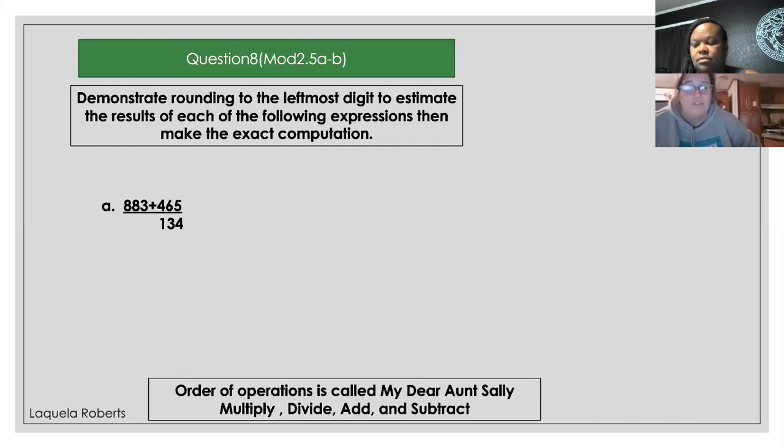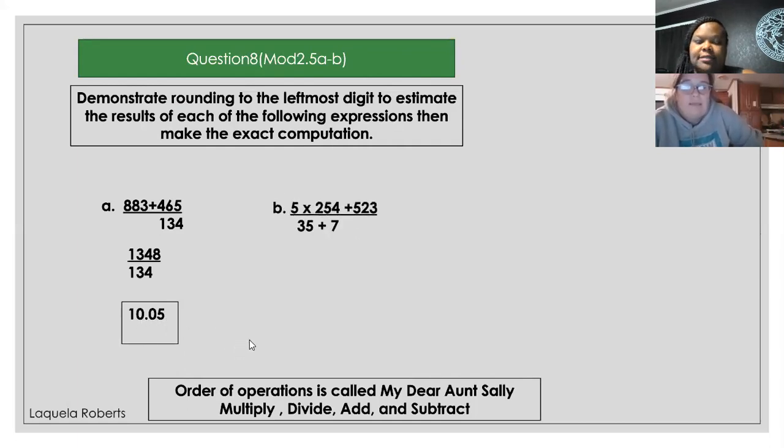So what we're going to do first is we're going to add. So 883 plus 465 is 1,348. We're going to bring down the 134 because it's not time to divide yet. Now it is. So when you divide this one by that one, you get 10.05.